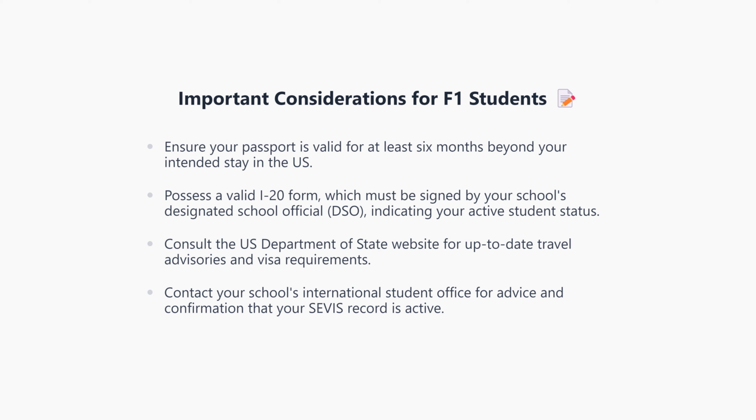For all F1 students, it's crucial to ensure your passport's validity extends at least 6 months beyond your intended stay. Keep a valid I-20 form with you, signed by your DSO. Always check the U.S. Department of State's website for updates on visa requirements. Contact your school's International Student Office for tailored advice, and ensure your SEVIS record is active.